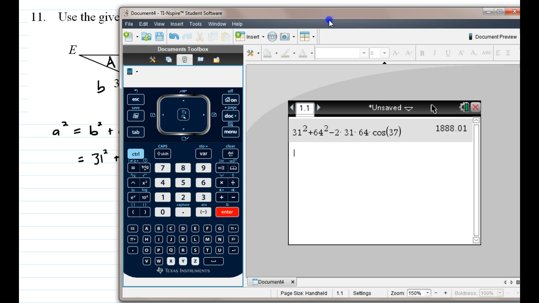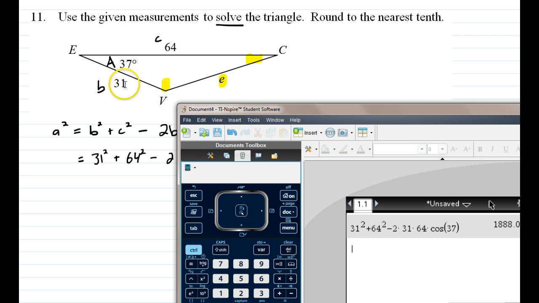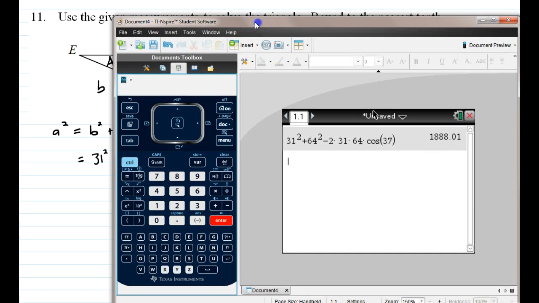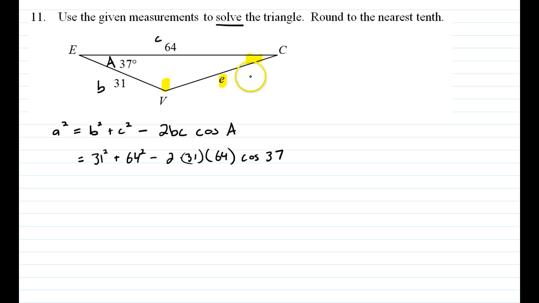Because again, right now we're looking for a side, and we have 31, 64, 1,888 doesn't make sense. And so you have to remember that this was a squared. So now we need to square root this. So to square root it, all you got to do is hit Control X squared, and that gives you the square root symbol. And if you want to get that answer over here, instead of retyping it, you can just hit Control the negative sign, because you see the ANS, that stands for the last answer. And so that's going to give you 43.45, which makes more sense now. And we're rounding to the nearest tenth, so 43.5. That means E here is going to be 43.5.